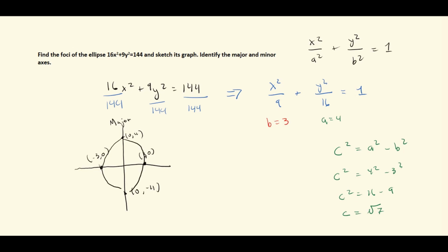This is a really rough sketch. And now we can go ahead and put on our foci. Once again, the foci are always going to be on the major axis. It's going to be on the y-axis, and it's going to have a distance of square root of 7 on both sides. So we're going to go up square root of 7 and go down the square root of 7. So those 2 points are 0, square root of 7 and 0, negative square root of 7, and those are our 2 foci.